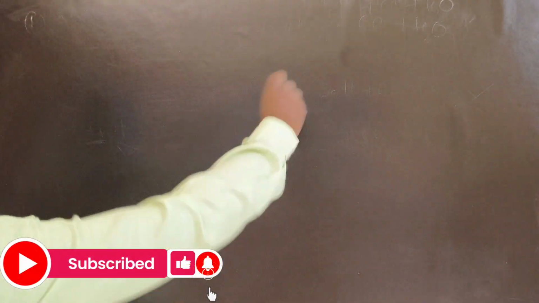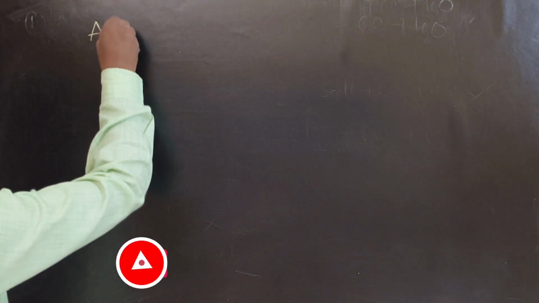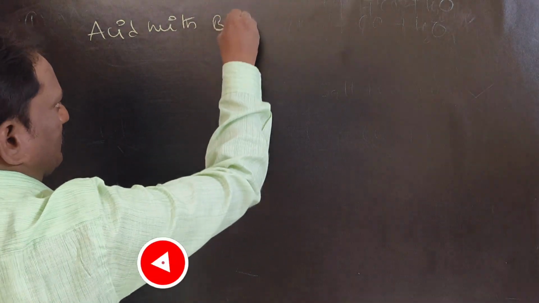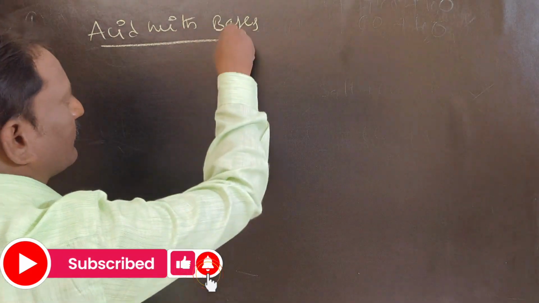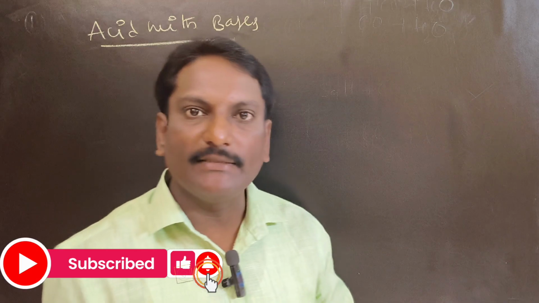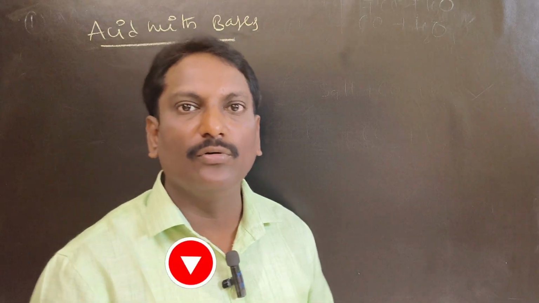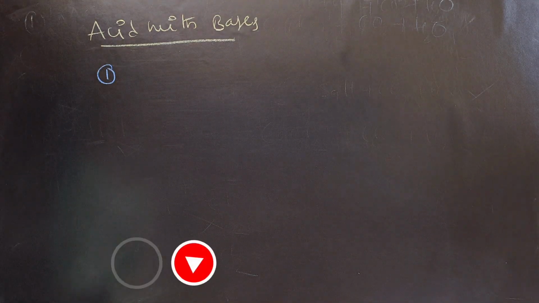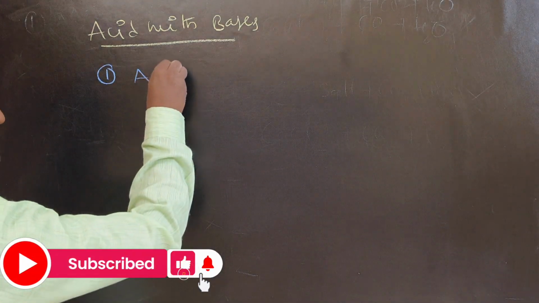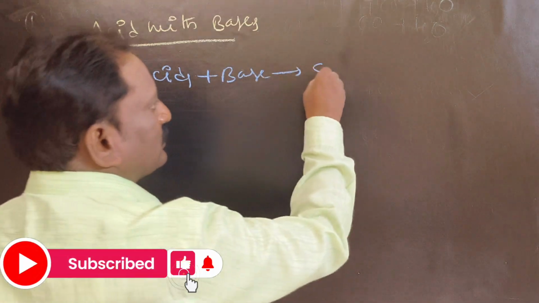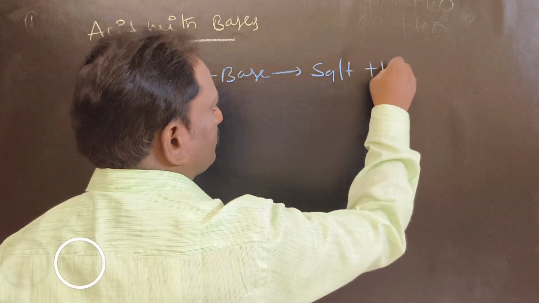Let us start this session with acid with bases. Make a note of it. To understand the reaction between acid with bases, we have to know 4 points. Point number 1, statement: generally, acids react with base gives salt plus water.